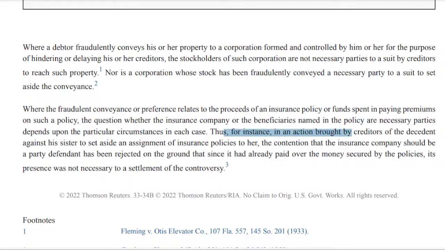Thus, for instance, in an action brought by creditors of the decedent against his sister to set aside an assignment of insurance policies to her, the contention that the insurance company should be a party defendant has been rejected on the ground that since it has already paid over the money secured by the policies, its presence was not necessary to a settlement of the controversy.